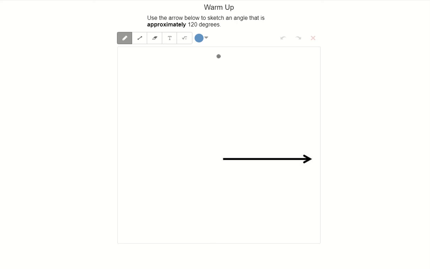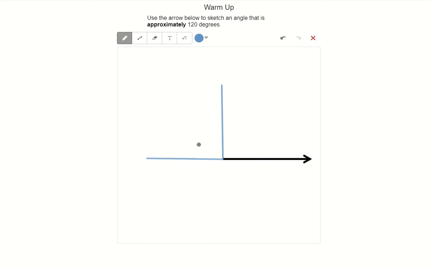Okay, so we'll just get through the warm up real quick since I already went over it in class. But basically, for an angle that's 120 degrees, this top one would be 90. This would be 180 degrees. We're looking somewhere in between. 120 is 30 past 90.